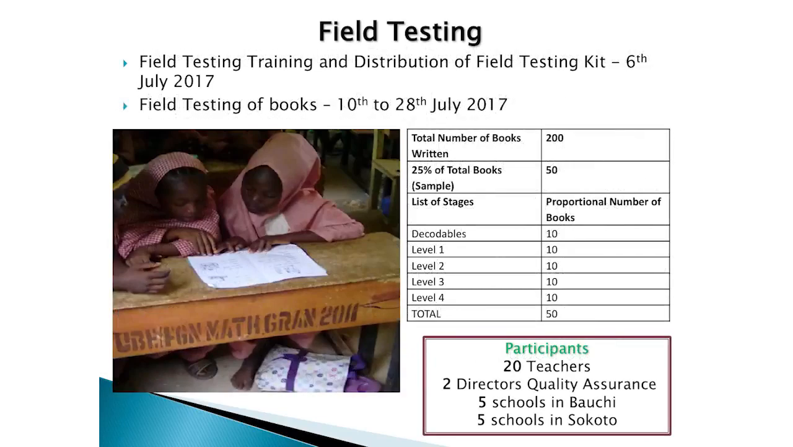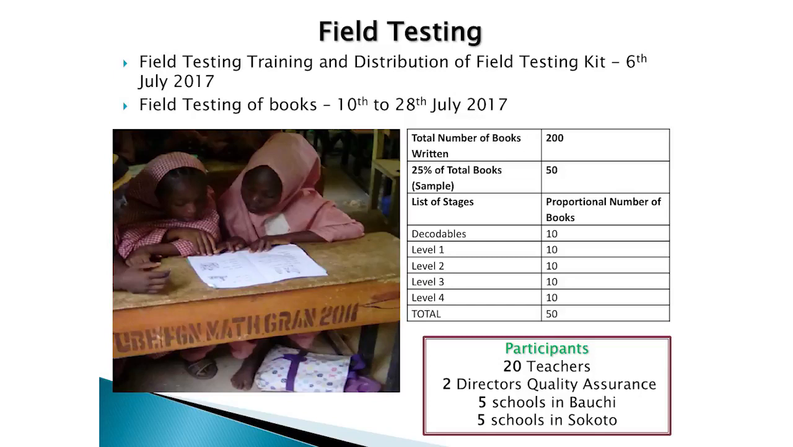Now, when we had written our 200 books, the next stage for us was the field testing. So the field testing took place between the 10th and the 28th of July 2017, but it was preceded by a field test training and distribution of the field testing kit. So that was done. We had a one-day training for the teachers that were going to participate in the field testing.